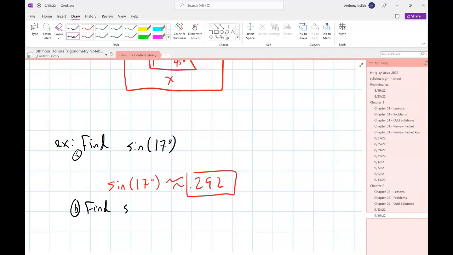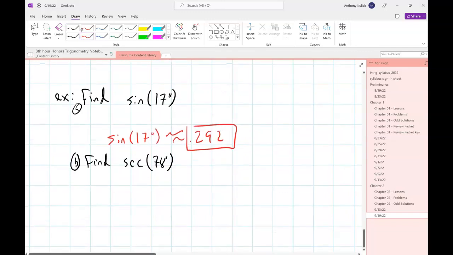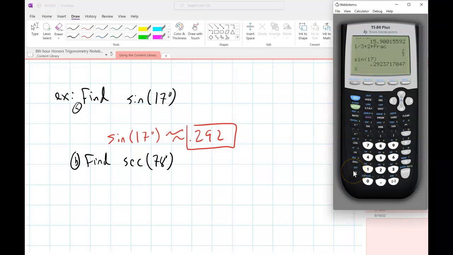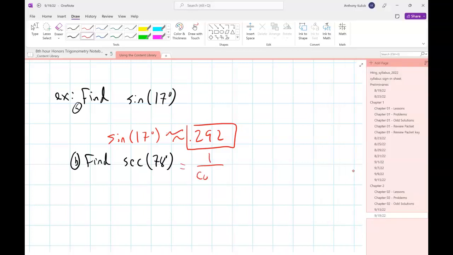What if we wanted to do, say, secant 78? Oh, Mr. Kulik. Jacob, what's up? Certainly. If I look at my calculator, what do you notice? No secant button. Oh, no. Whatever should I do? Janelle: 1 divided by the cosine. Yeah. Again, we remember that secant is the reciprocal of cosine. So I could just write it that way.